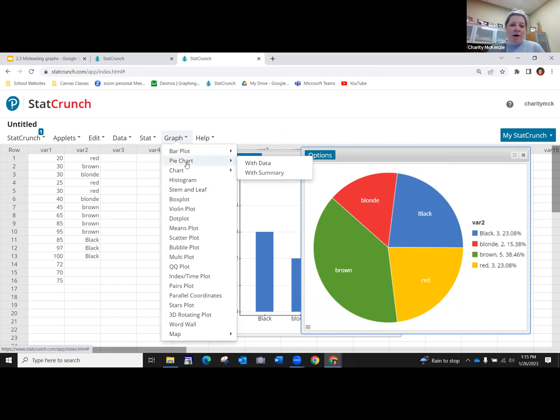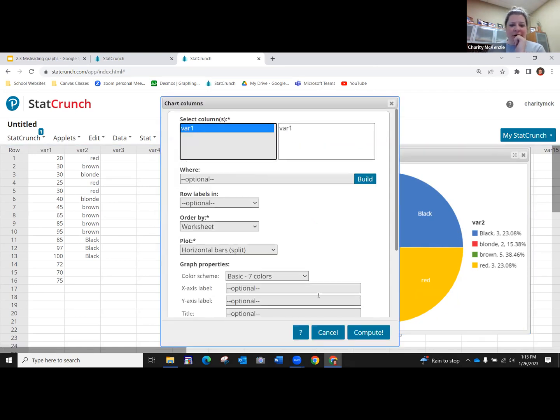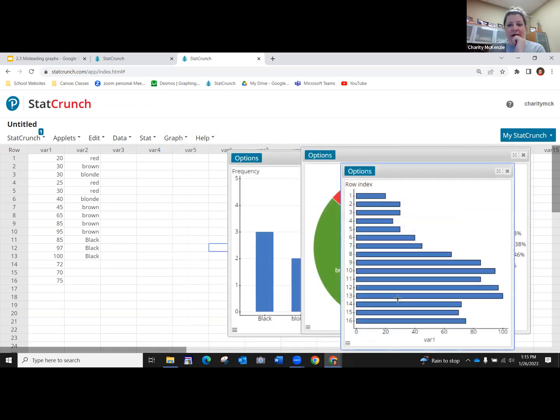Okay, so those are our bar and pie graphs. When you do your first lab, you should be using those with your category data. What is a chart column? I don't know. Let's see what the chart is. I don't even know what the chart is. Oh, a chart.